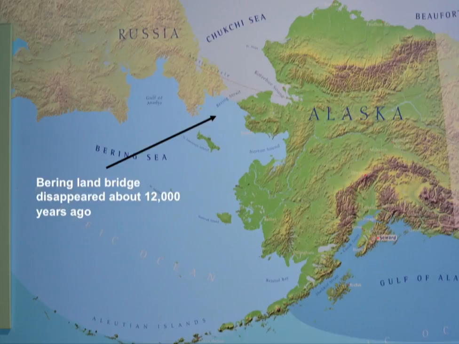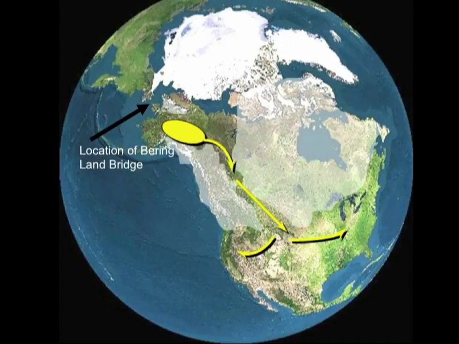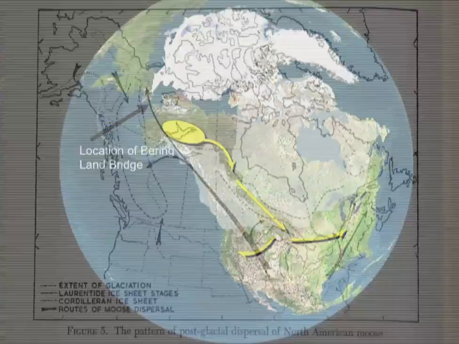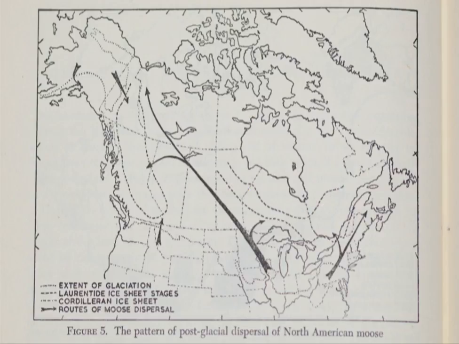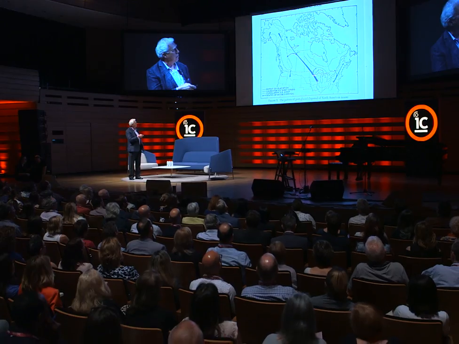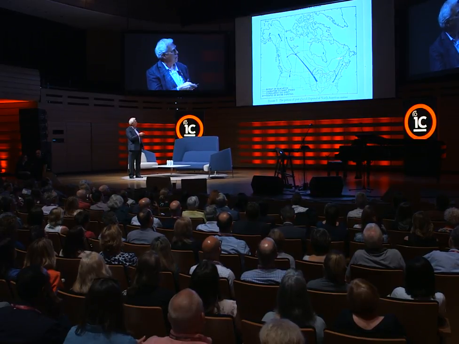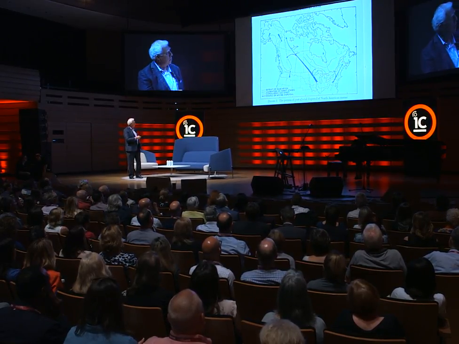Once they got over here, as the big ice sheets parted, moose moved down. We have the Cordilleran to the west and the Laurentide to the east, and as the ice sheets parted, they stratified themselves out on the southern part of the great ice sheets. This is a photograph from the late Randolph Peterson's book. They stayed down in this neck of the woods, and they went up into Manitoba, Saskatchewan, into northern Ontario, and into the east coast.